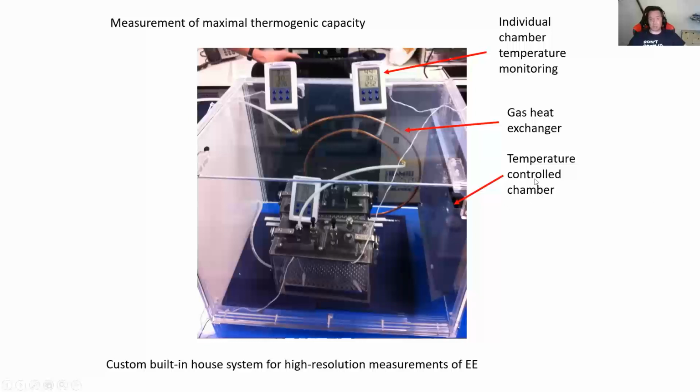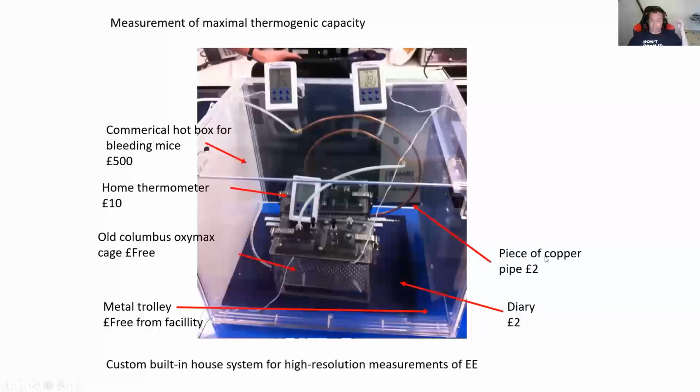And we have this temperature controlled chamber. Very sophisticated. It was built for virtually nothing. We had a piece of copper that was £2, some diaries for insulation, a metal trolley which was free from the facility, some old Columbus Oxymax cages we had kicking around, home thermometers, and then this commercial hot box we'd had for bleeding mice, so we repurposed it for doing this.